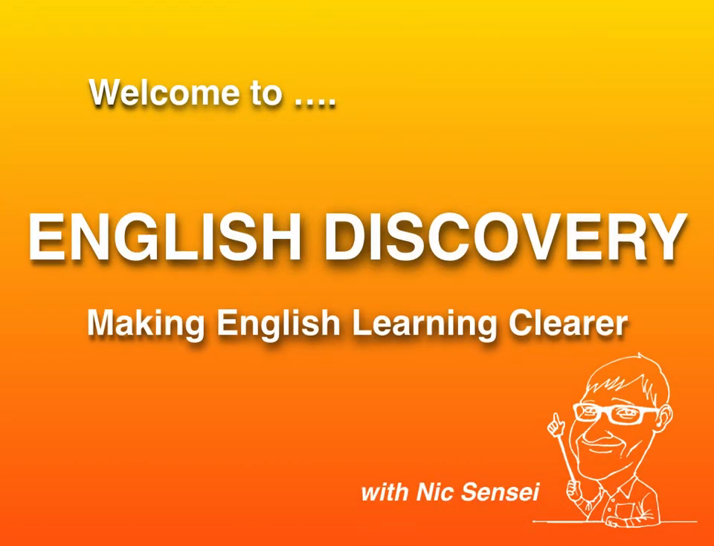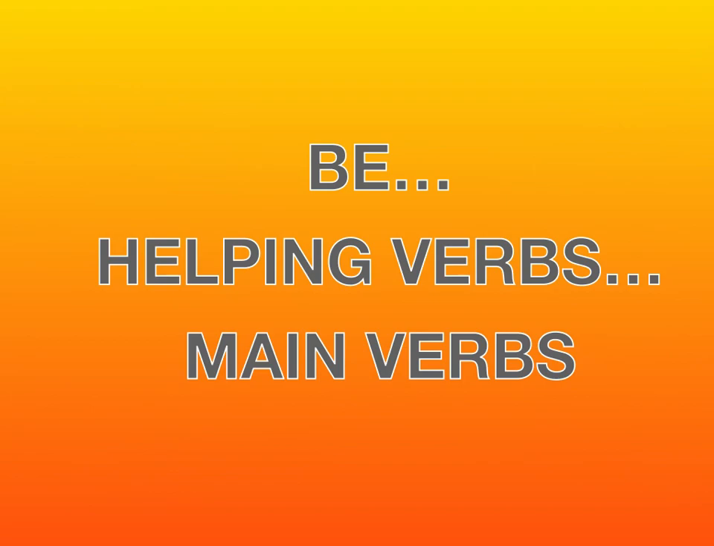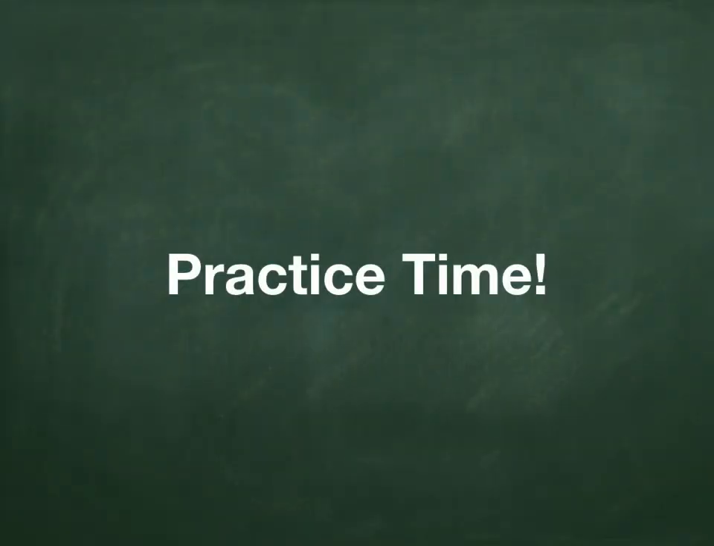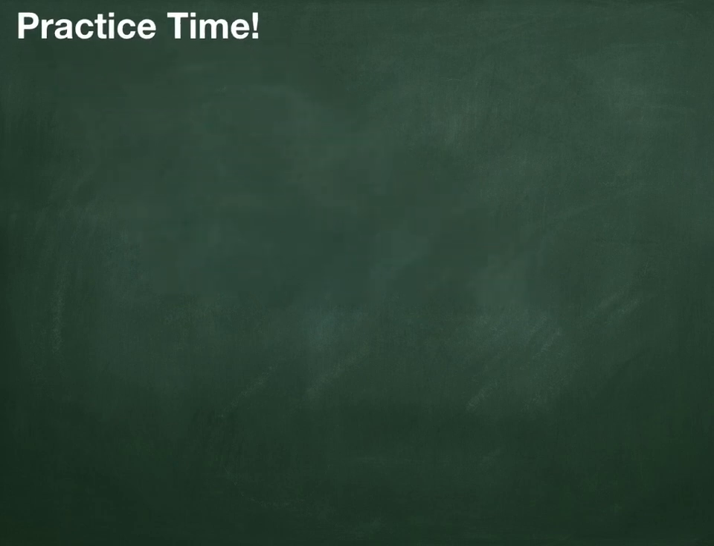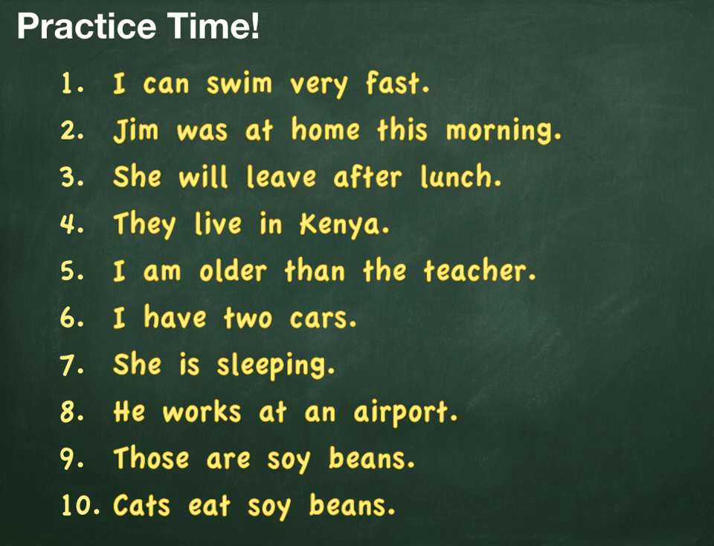Let's speed things up. We're in part 2, part B. No new vocabulary, so let's continue. Let's start with some practice. 10 sentences here, and you have to make them all into negative sentences.